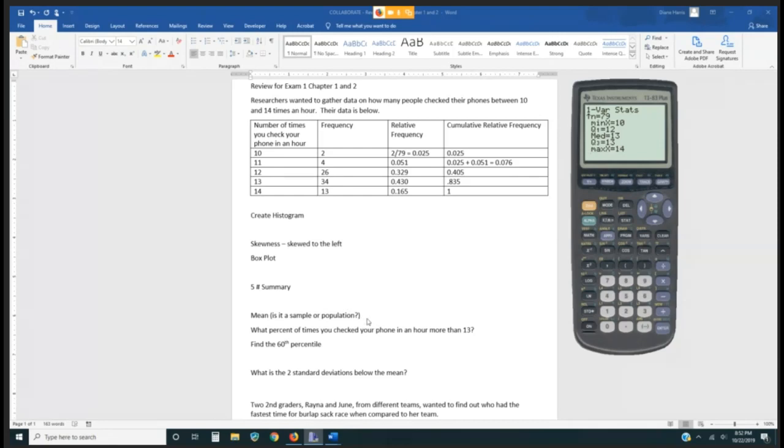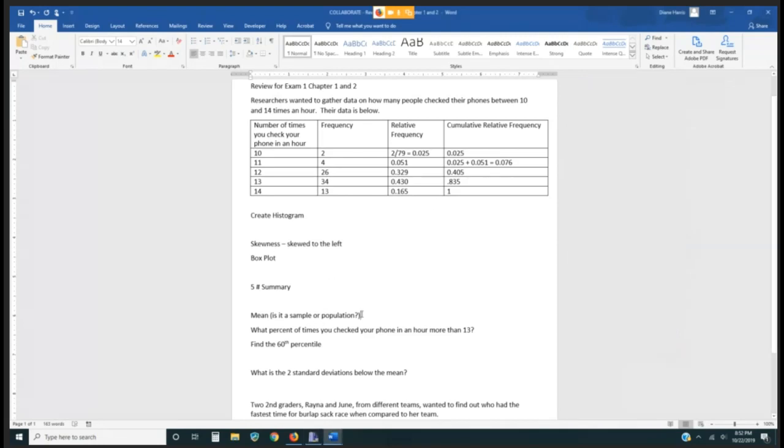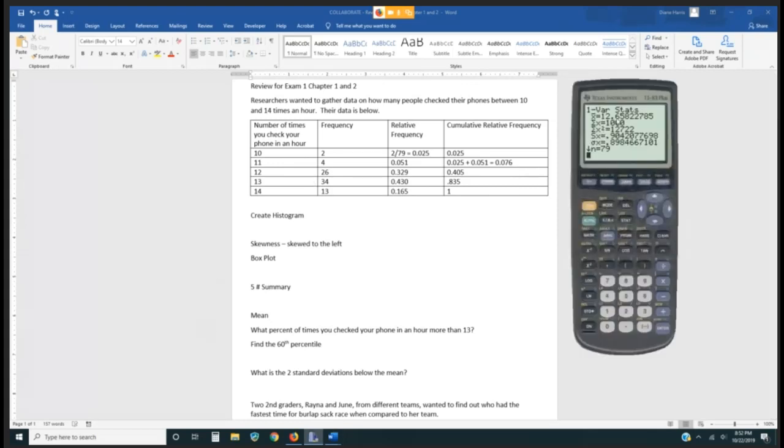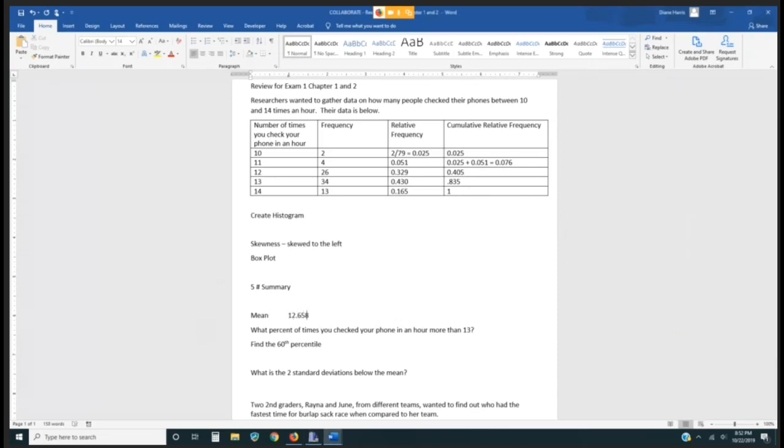Next, it's asking us to find the mean. So we have to decide if this is a sample or a population. It's a sample, but our mean is 12.658. I'm just going to write this down here so we have this: 12.658.